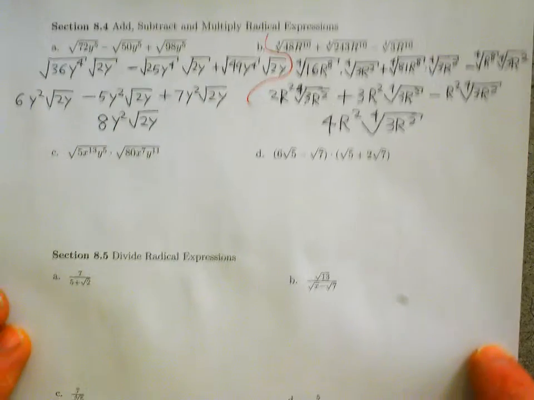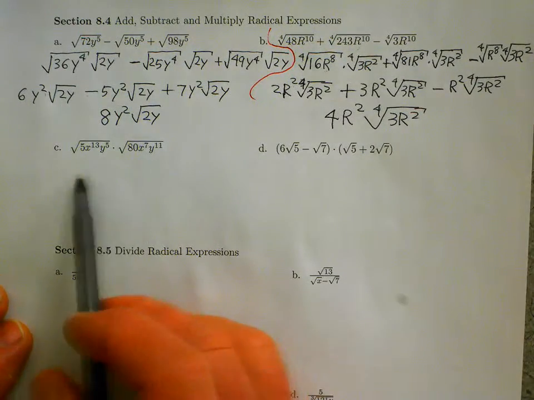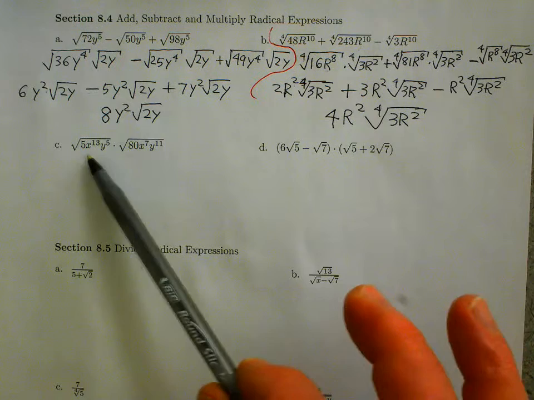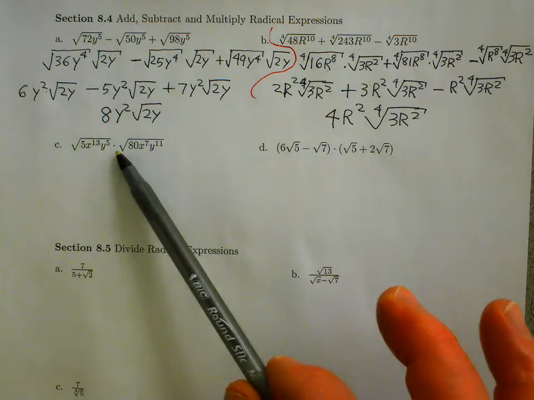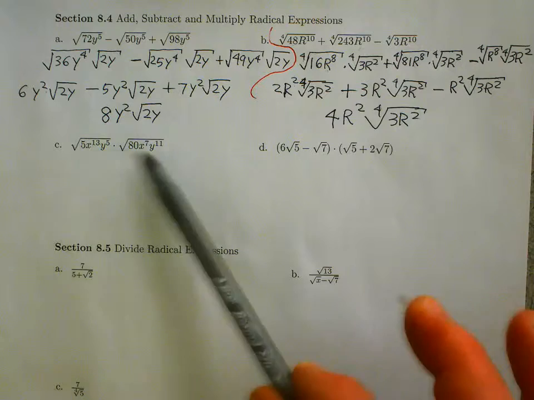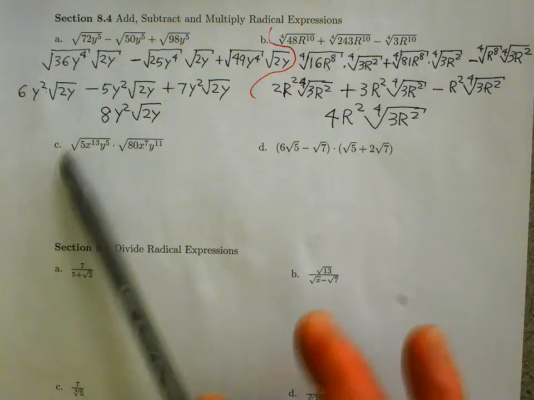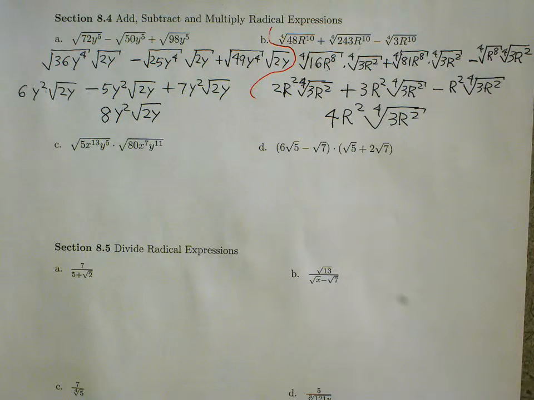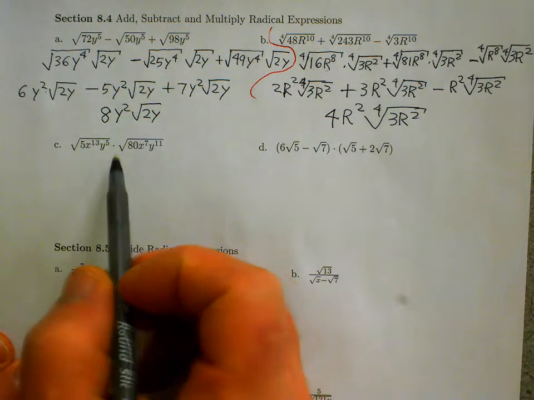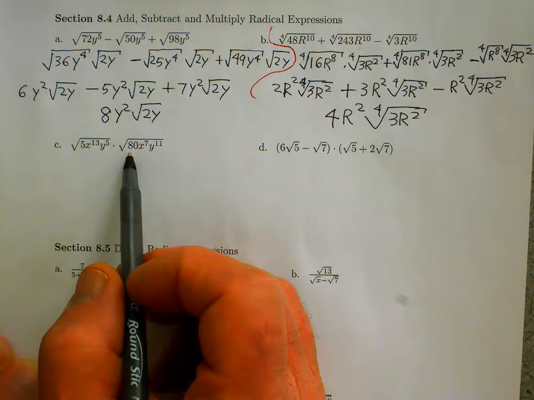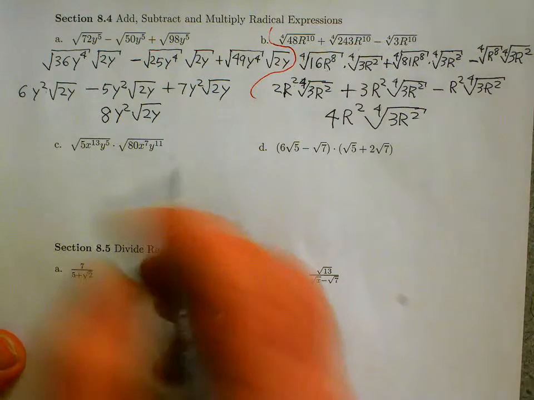In the next example, we're multiplying two square roots. So generally speaking, my preference when I'm just multiplying two square roots is to write that as a square root of the product and then simplify the square root. So I'll do that here. The square root of 5x to the 13th y to the 5th times the square root of 80x to the 7th y to the 11th.